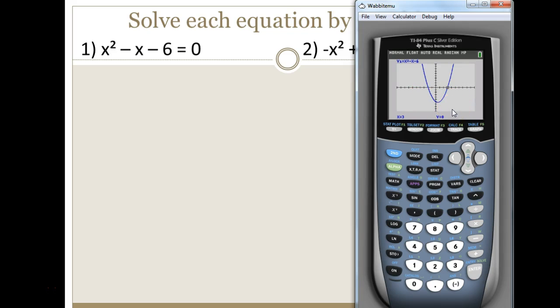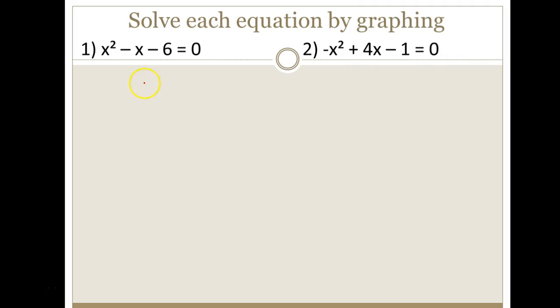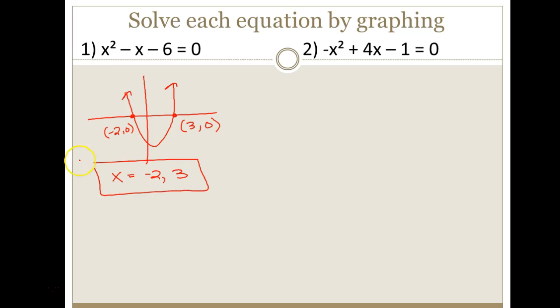And I didn't have to go through any of that work. So I can just go ahead and graph what it looks like. Looks like something like that. -2, 0. Notice I didn't ask about the vertex. I didn't ask if it was a min or a max. I didn't ask about the y-intercept. We're just solving them. And my solution is x equals -2 and 3. So I want to see your graph and I want to see your solution for these problems because we're solving by graphing.